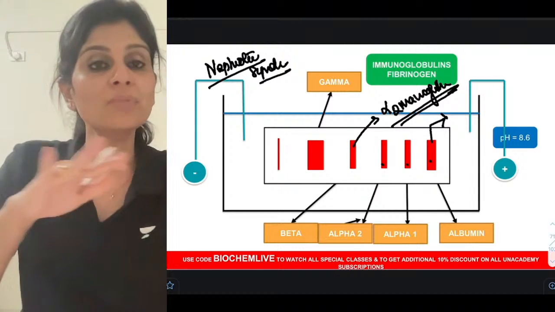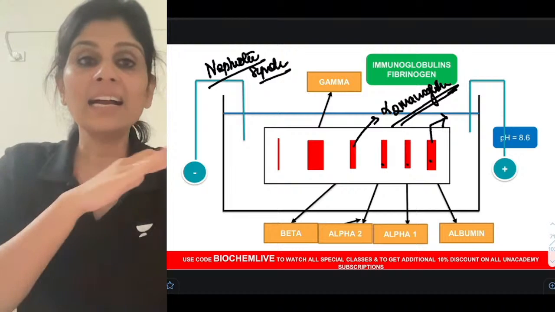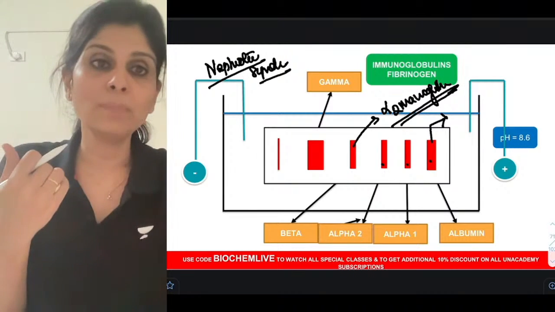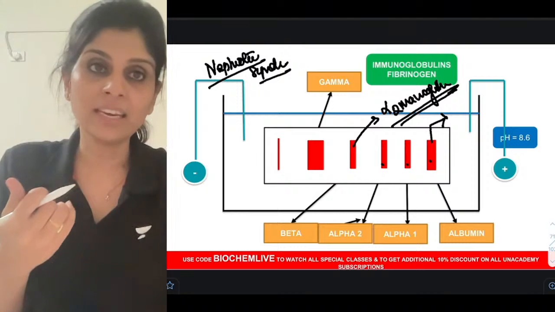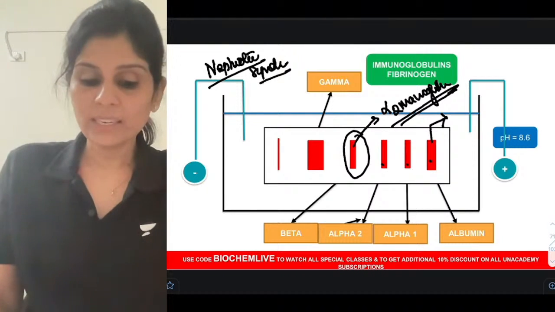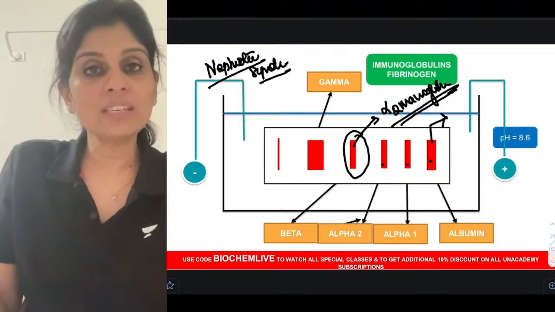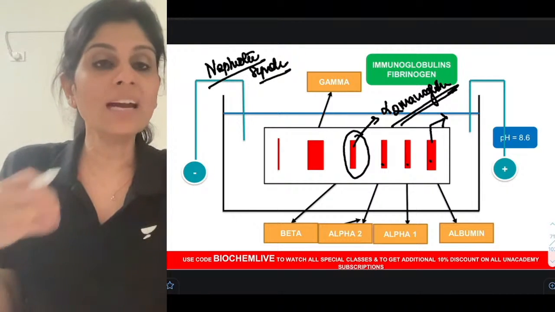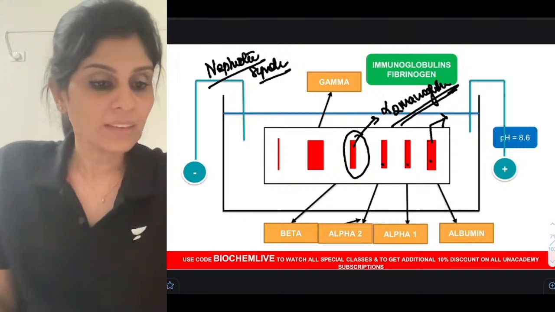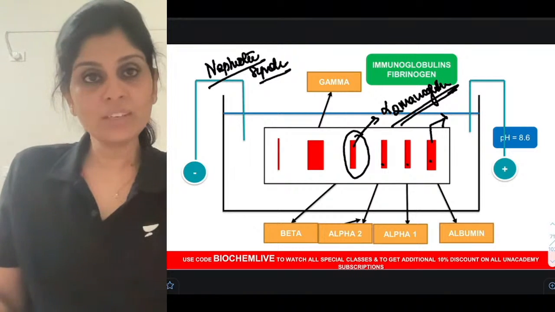All other bands will be dull looking, and against this dull background there will be a relatively intense alpha 2 band. Do you understand this? So what is it that you see in nephrotic syndrome? There will be a dull background against which you will see a relative intensity of the alpha 2 band. Okay, so that's about nephrotic syndrome.